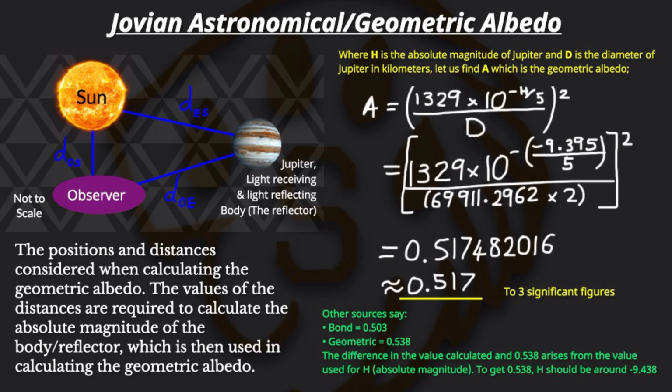So 0.517 is the geometric albedo, but we find that there is also the Bond albedo and the other geometric albedo, which is around 0.538. Like I said, other sources have h around negative 9.438 for you to get the value that they got, or negative 9.437, between those two. So let's move on to the next segment.